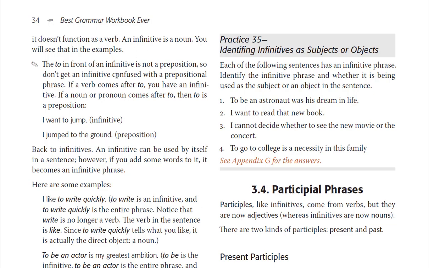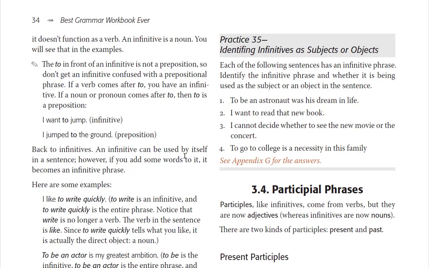The to in front of an infinitive is not a preposition. So don't get an infinitive confused with a prepositional phrase. If a verb comes after to, you have an infinitive. If a noun or pronoun comes after to, then it is a preposition. I want to jump. That's an infinitive. I jumped to the ground. That's a preposition.